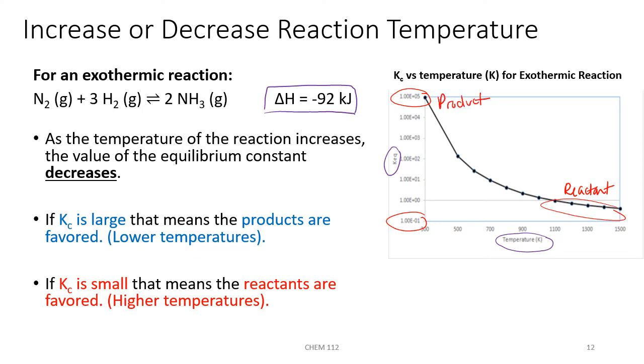So for an exothermic reaction, K sub C is large at lower temperatures. So exothermic reactions must favor product formation at low temps. K sub C is small, or it's a reactant favored equilibrium when the temperature is high. So in that case, if we heat up a reaction that's exothermic and put it at high temperatures, we're definitely not going to favor product formation. We'll shift back in the direction of our reactants.